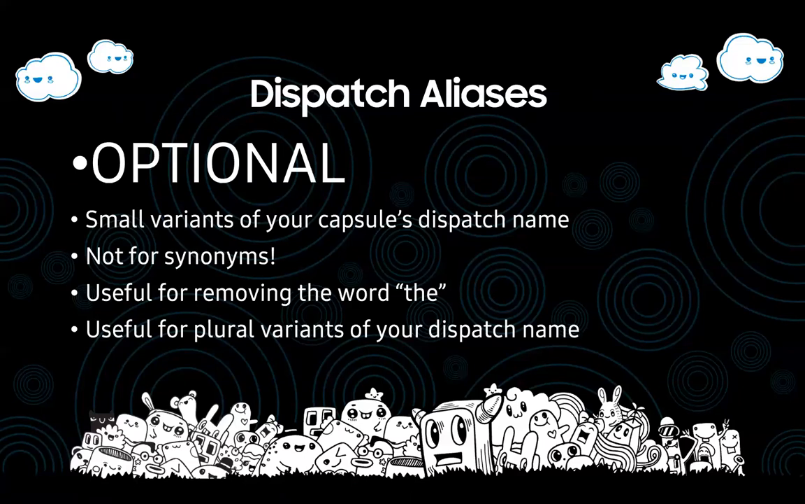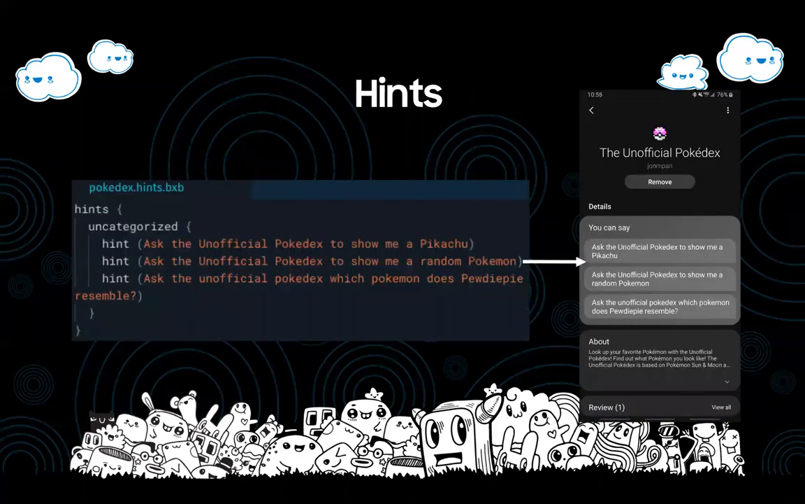So if you're unsure about whether or not your dispatch alias is valid, you're just safer off not having any dispatch aliases, because they're completely optional, and they're really only used if you feel like people are going to commonly refer to your capsule as one of those earlier examples that I gave.